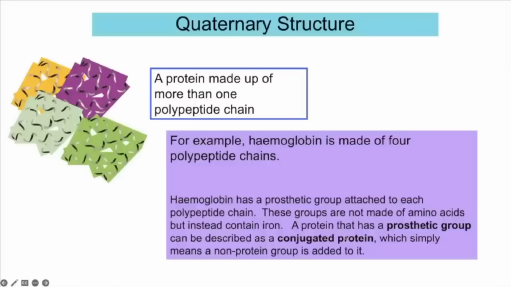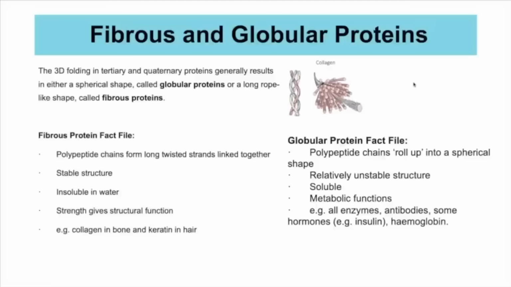A protein that has a prosthetic group, such as haemoglobin, can be described as a conjugated protein, which simply means a non-protein group has been added to it. You can also group your proteins as either fibrous or globular based on their final 3D shape in the tertiary structure. A fibrous protein has polypeptide chains that form long twisted strands that link together. They're very stable structures, insoluble in water, and all of those 3 points collectively help to give structural properties. So fibrous proteins provide structural strength. For example, collagen, which is found in your bones, and keratin, which is in your hair.